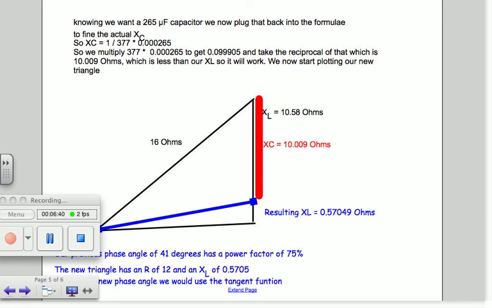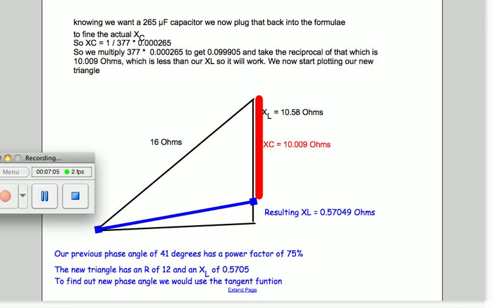So our new resultant triangle still has 12 ohms down here, right? Our resistance has not changed. It cannot change, can it? Our capacitor will not affect the resistance of this motor, but we can affect the X sub L, and so we're going to reduce it to a mere 0.57049. So knowing that, previously we had a 41-degree angle, and that had a 75% power factor, right?